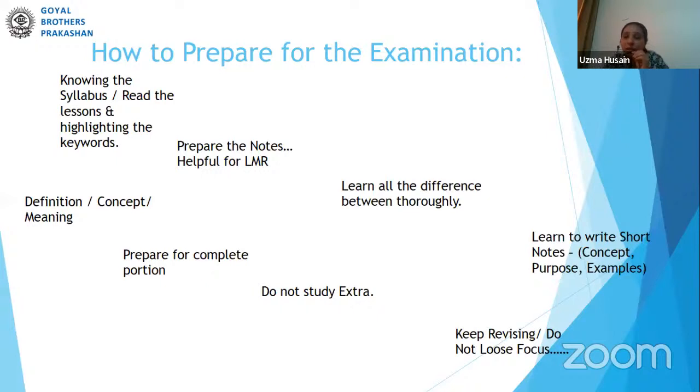So learn to write answers properly. When you practice, you need to show it to your teacher also, so that you get the right feedback. That's very, very important.